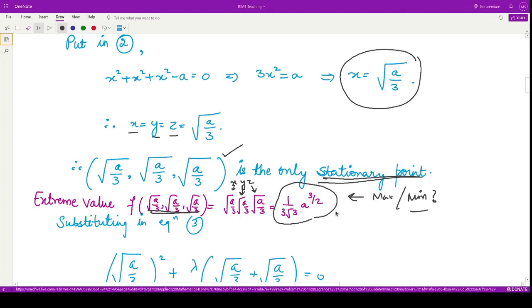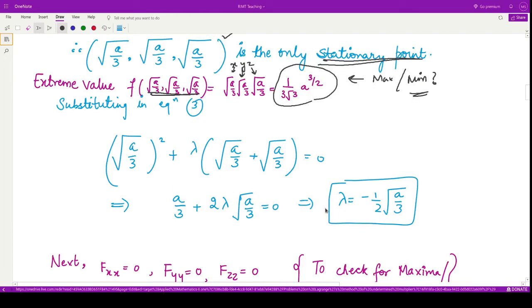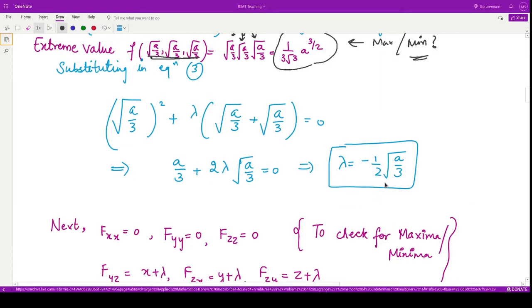So for that, what we are doing, that is the next task. Firstly, we are calculating what would be lambda. For lambda, we are substituting the values of x, y, z into equation number 3. From there you obtain the value of lambda. Now, in order to check for maxima or minima, that means whether this quantity is a maximum or a minimum value, you compute the double derivatives.